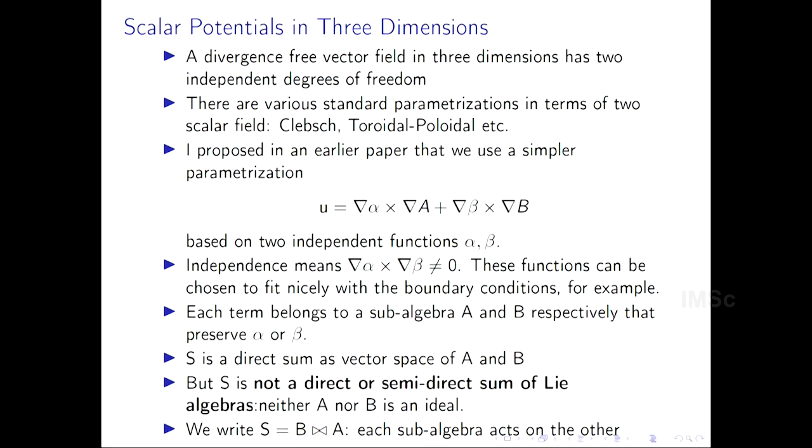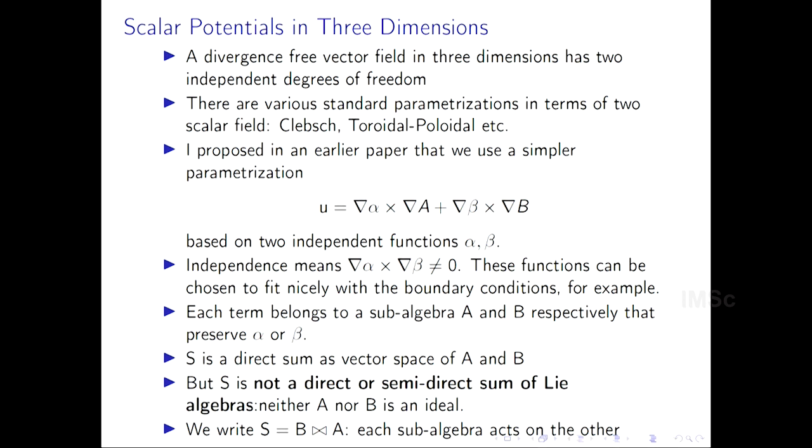So this is something that people have studied. It's an old subject, so these ideas go back. Already in the 19th century, Clebsch and contemporaries produced various parameterizations of incompressible vector fields in terms of pairs of scalar fields. They're all quite complicated. The Clebsch parameterization, for example, is highly nonlinear, and it doesn't quite fit the kind of ideas that I'm talking about. There's something called the toroidal poloidal decomposition, which you'll find in papers of Chandrasekhar. So there's a long literature of it.